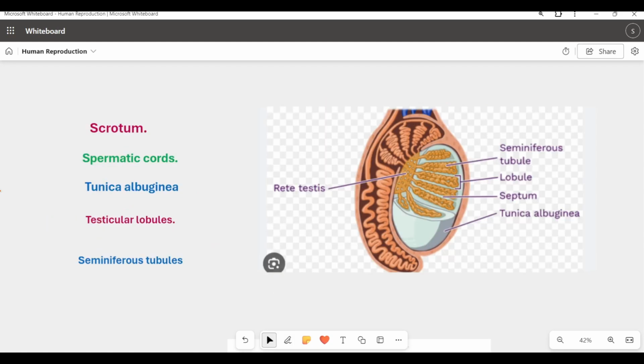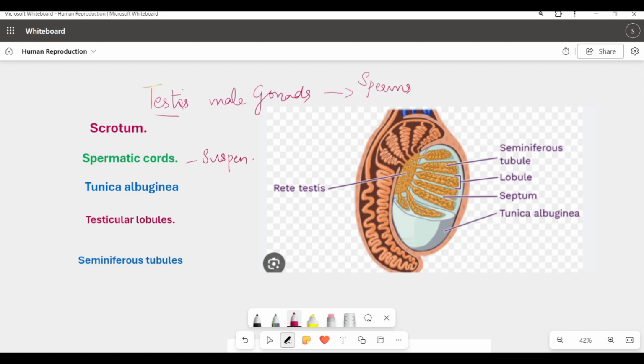So let's learn about the testis first. Testes are called male gonads. It is the region where the male gametes, what are the male gametes? Sperm. So it is the site where the sperms are produced, and it is located outside the abdominal cavity, protected with a pouch-like structure called the scrotum. Let's talk about the structure of the testis. Each testis is oval in shape, and they are suspended in the scrotum with the help of spermatic cords.